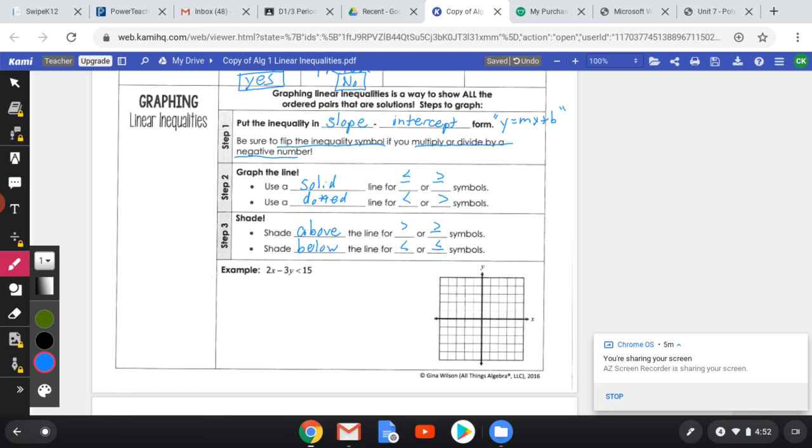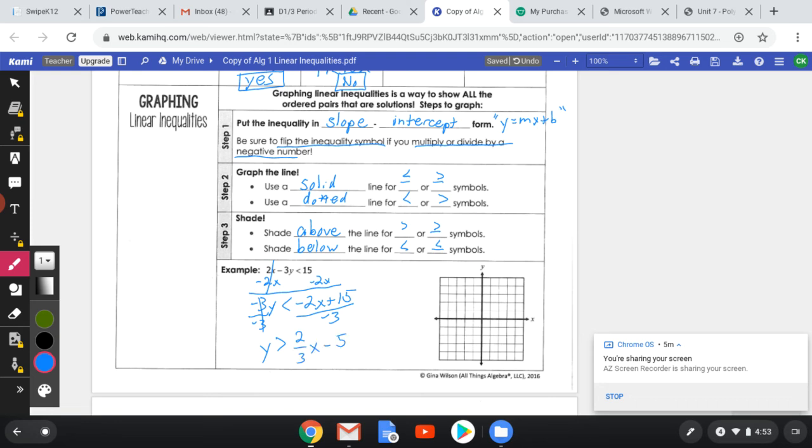So let's look at this example problem, and then we'll look at a couple on the back too. This example does everything we are required to do. We need to get it in the form y = mx + b, so we subtract 2x from both sides. We get negative 3y is less than negative 2x plus 15. Then we have to divide by negative 3 on both sides. Remember, I divided by a negative, so I flip the inequality symbol. I have negative 2 over negative 3, which is 2/3 x, and 15 over negative 3 is negative 5.